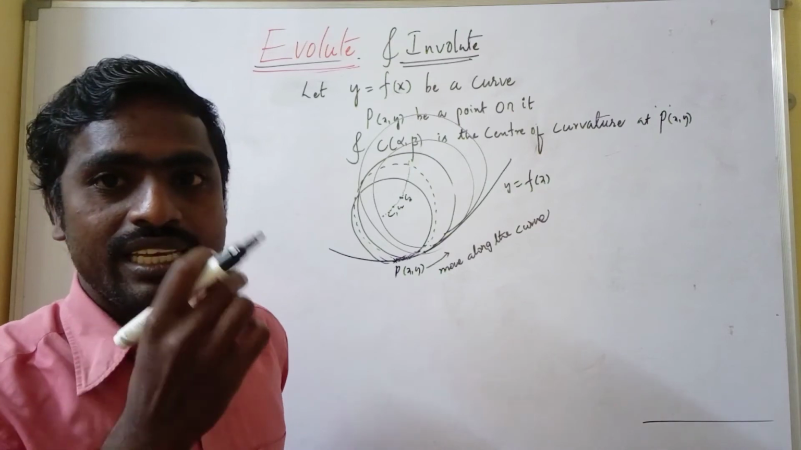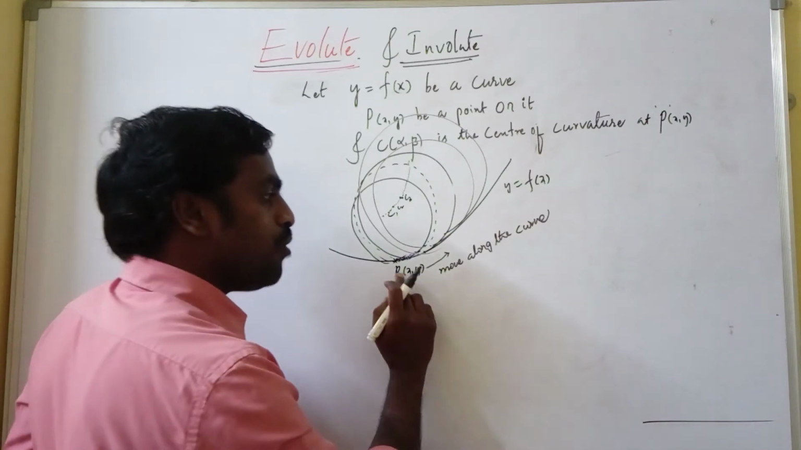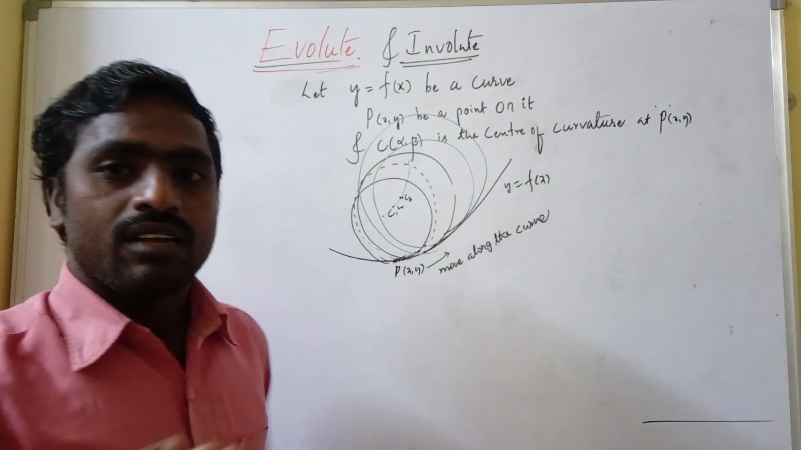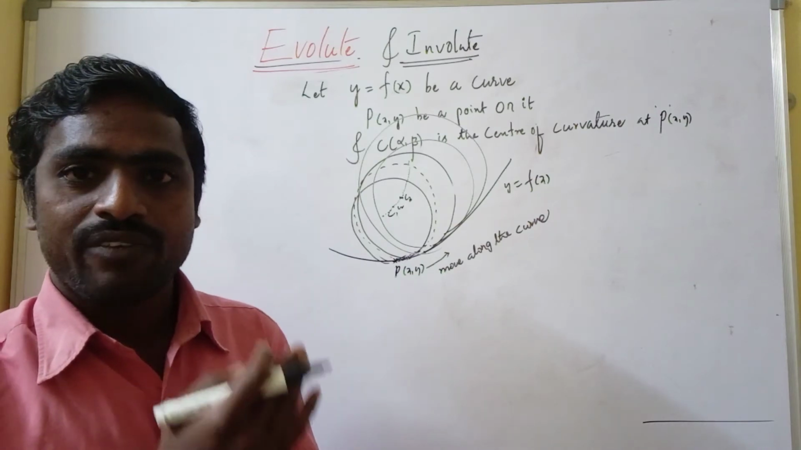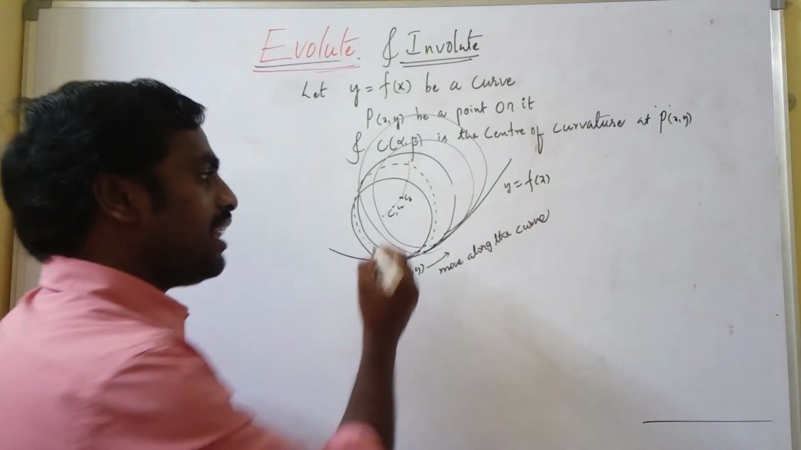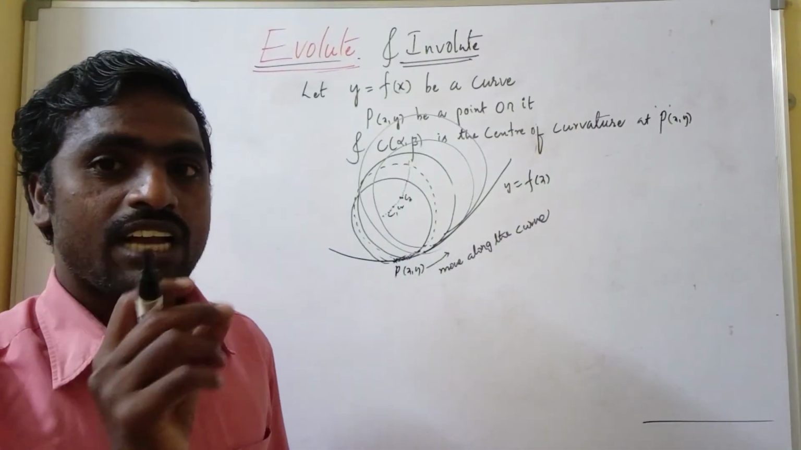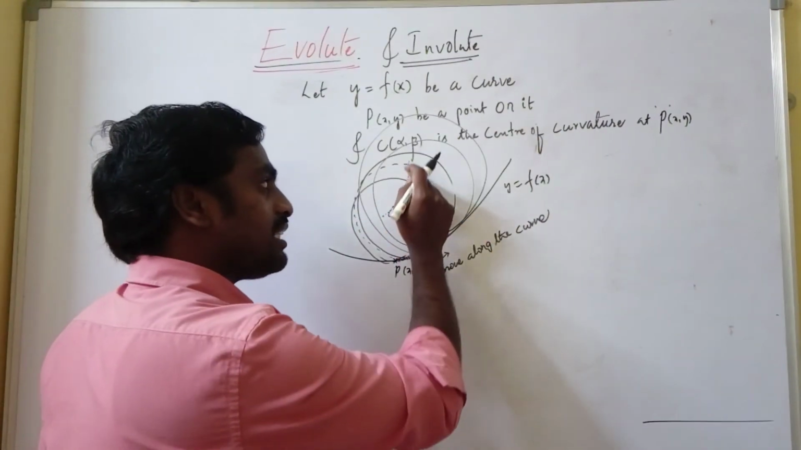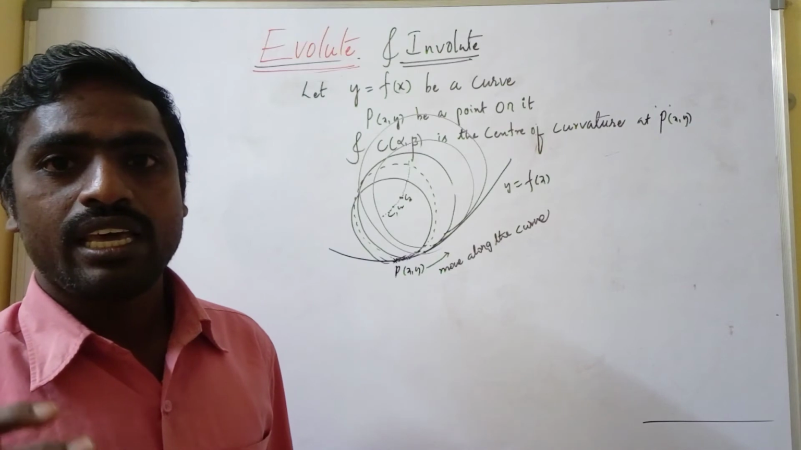When P moves along the curve, we obtain different circles of curvature, and these centers of curvature trace one curve. That curve is called the evolute.